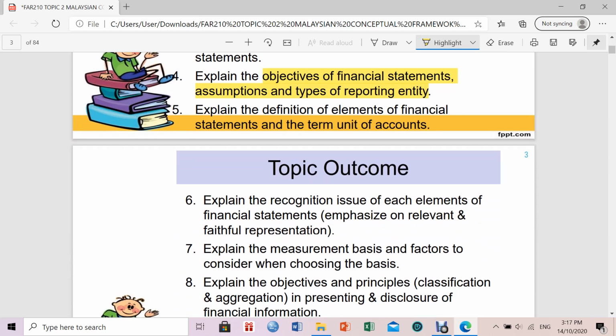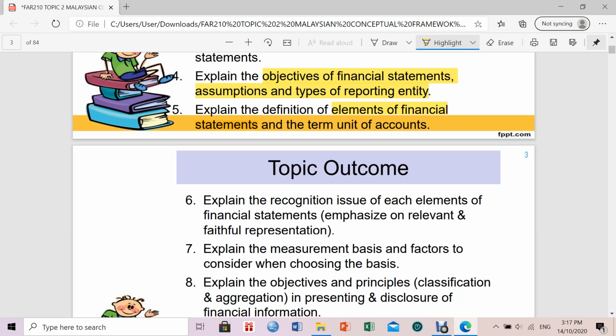To explain the definition of elements of financial statements. Basically, we have two types of elements. The first one is elements of financial performance, and another one is elements of financial position.